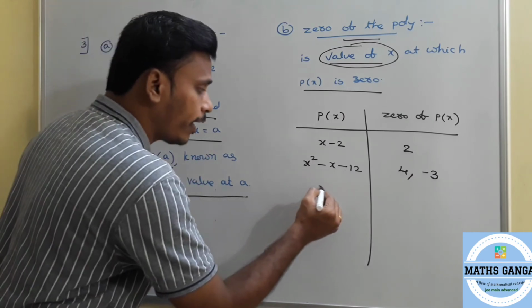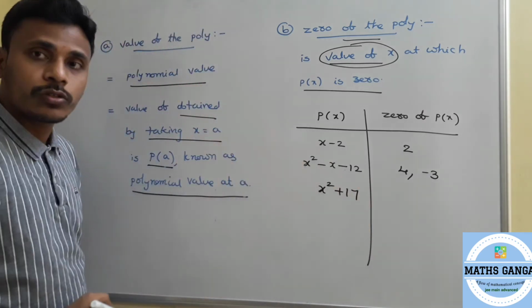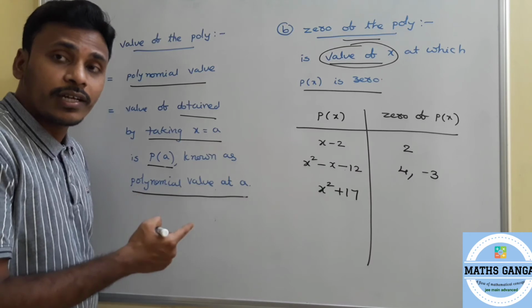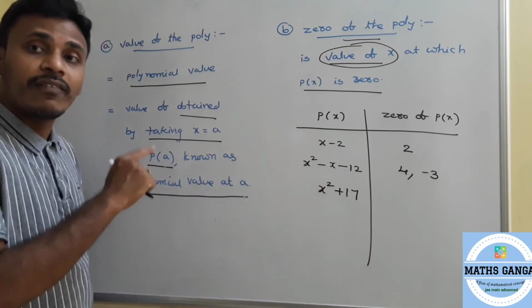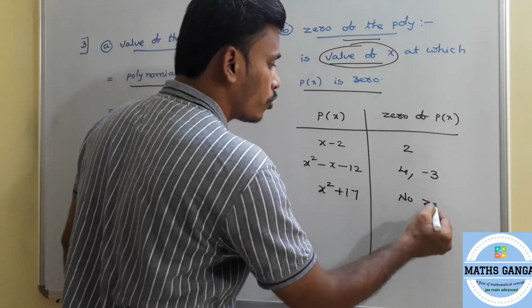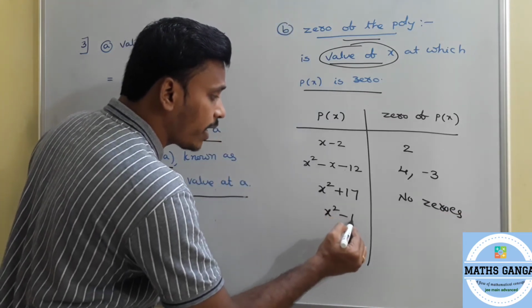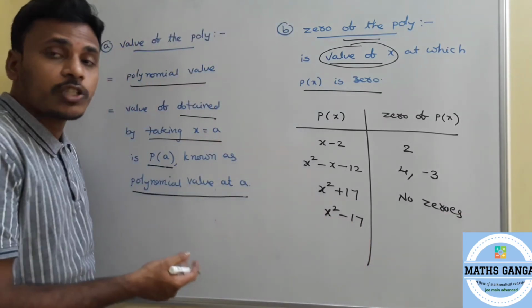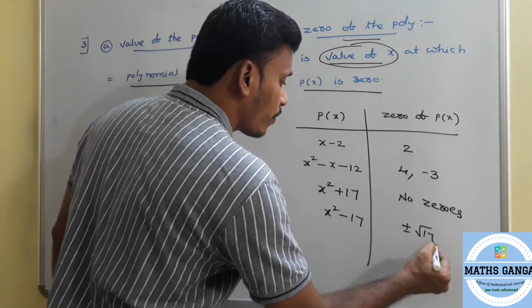Suppose you take x square plus 17, what are the zeros? For x square plus 17, there are no zeros, right? Take any value in the place of x, it never becomes 0. So for x square plus 17, no zeros. Whereas if you take x square minus 17, then we have a chance to factorize it. Here the zeros are plus or minus root 17.